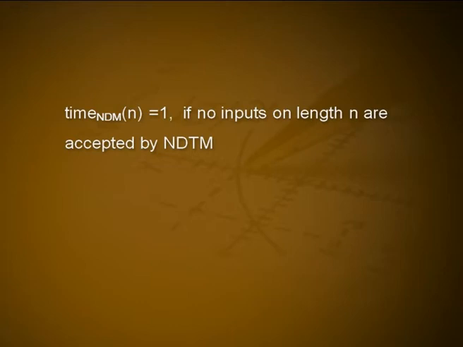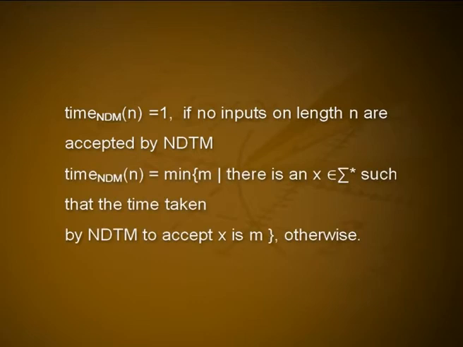The time complexity time_NDTM of a non-deterministic Turing machine NDTM is given by time_NDTM of n is equal to 1 if no inputs of length n are accepted by NDTM, and otherwise time_NDTM of n is equal to the minimum of the set of m such that there is an x element of sigma star such that the time taken by NDTM to accept x is m. We say that NDTM is polynomial time if and only if time_NDTM of n is O of n raised to k for some k greater than 0.